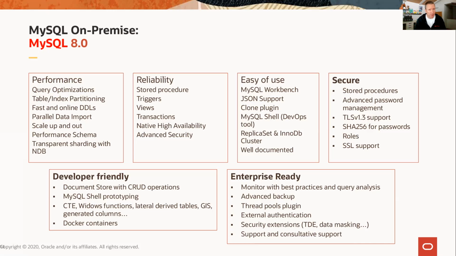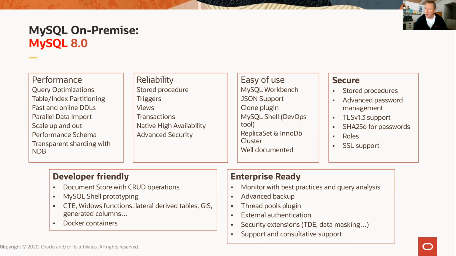Secure, we're very secure. Not only with the stored procedures, but advanced password management, TLS version 1.3, SHA-256. Roles are something new in MySQL 8 as well. So we're coming up to speed there with different security features. Developer friendly as well. MySQL 8 is relational and NoSQL. It's a document store, so you've got those CRUD operations, creating your collections, putting documents in a MySQL instance. MySQL Shell prototyping is in there if you want it. There are CTEs and window functions, not widow functions, window functions, with SQL queries, lateral derived tables as well. Lots of new things with GIS, so if you're looking to do GIS with MySQL, 8.0 is the version you want. Generated columns were new in 5.7, and that allows the whole document store to move along. It gives us a much richer MySQL there.